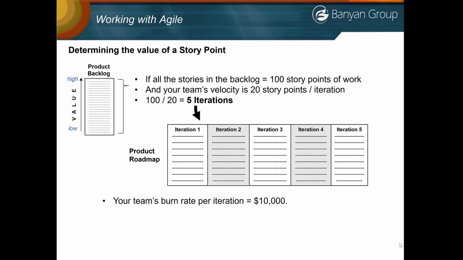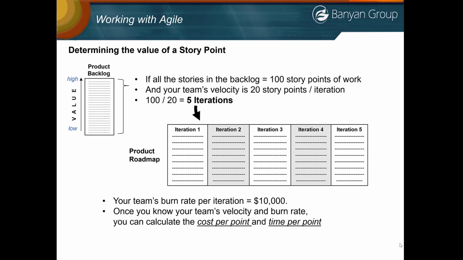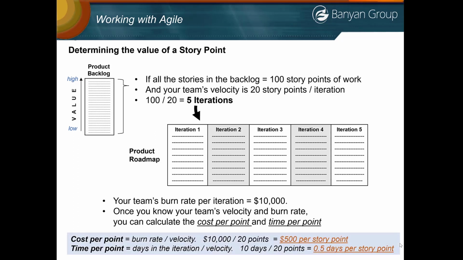Now, if you know your team's burn rate, so let's say, for example, it's $10,000 every 2 weeks. That's how much the salaries of your team are. And when you know your velocity and your burn rate, you can calculate the cost per point and the time per point. So with that information, the cost per point, knowing that your burn rate is 10,000 and your velocity is 20 points, every point in your product backlog is worth $500.